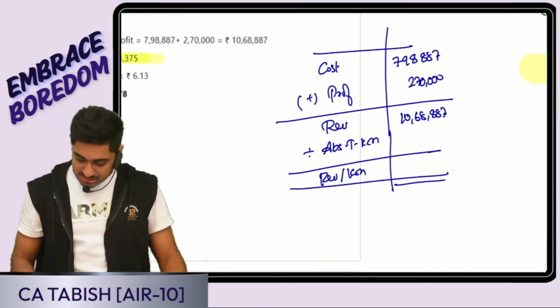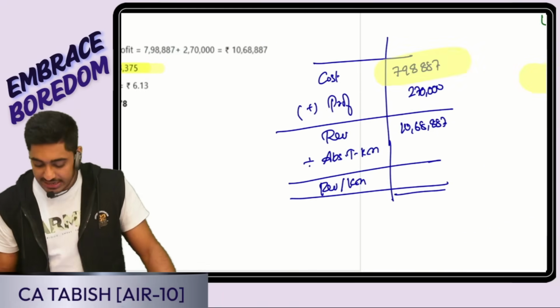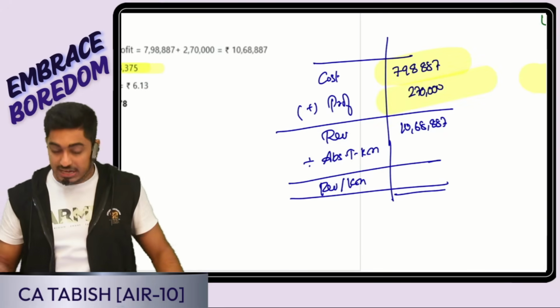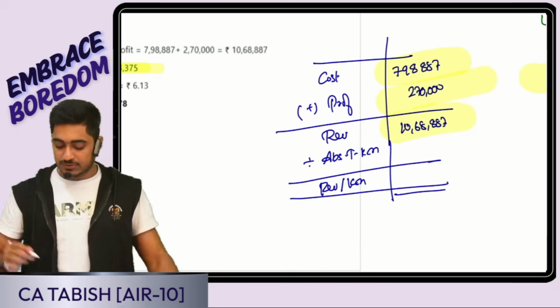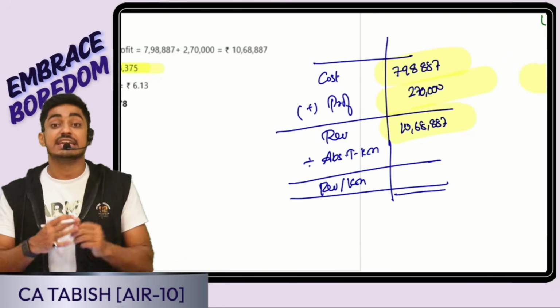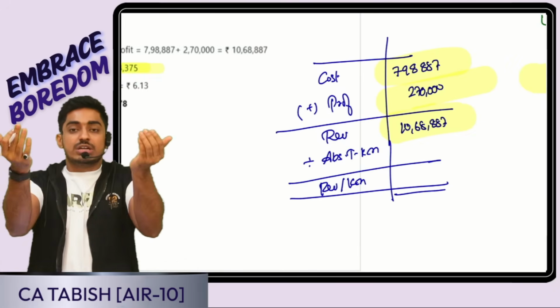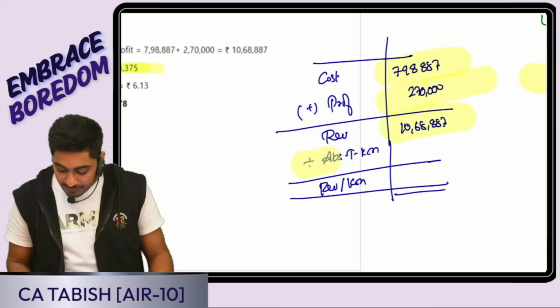Look at this. He's incurring a cost of 798,887. He's telling bare minimum 2.7 lakh profit I want. That gives me the total revenue of 10,68,887. That is the total revenue. I want it per ton kilometer, so I'll be calculating my ton kilometer.